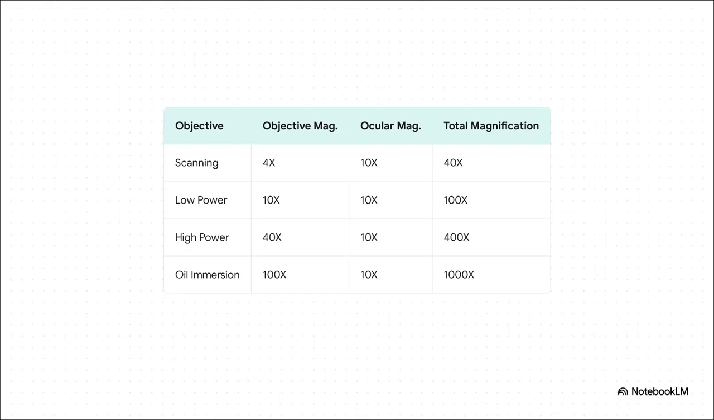So how do we get those crazy magnification numbers? It's actually really simple math. The eyepiece you look through, that's the ocular lens, it always magnifies things by 10 times. Then you just multiply that by whichever objective lens you're using. So the little 4x objective gives you a total of 40x magnification. The 10x gives you 100x, and the 40x gives you a whopping 400x. That's all there is to it.